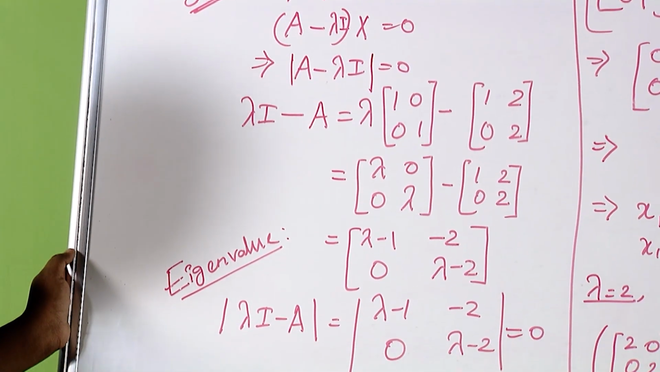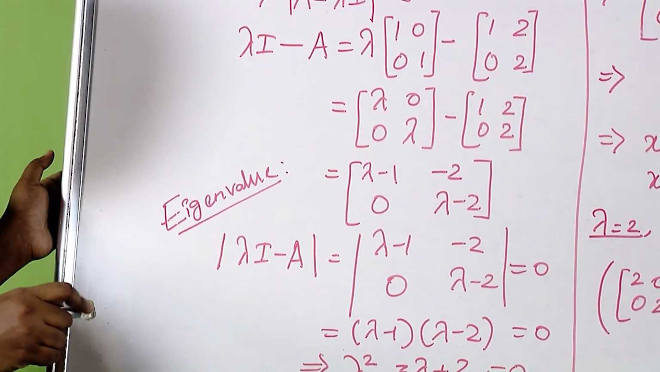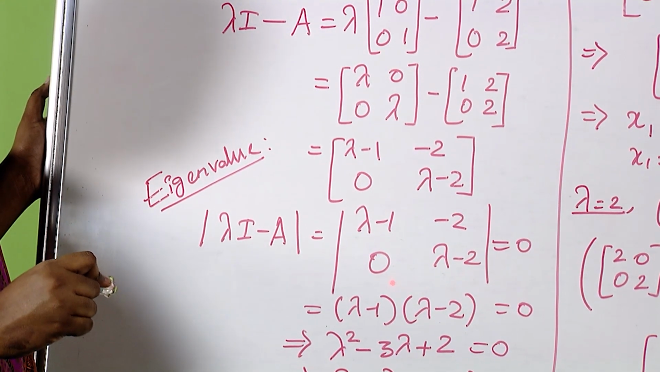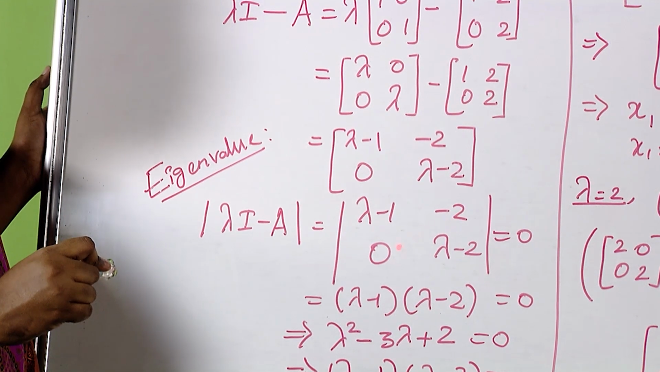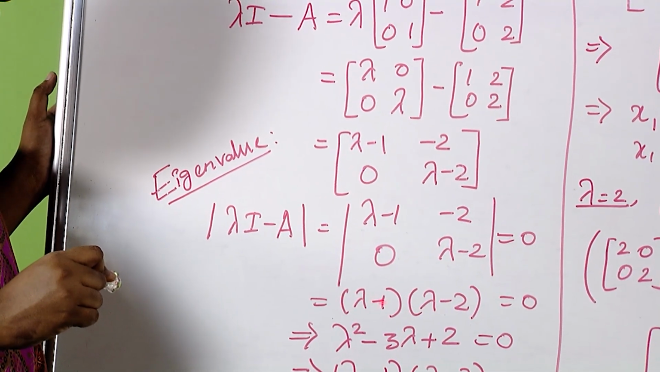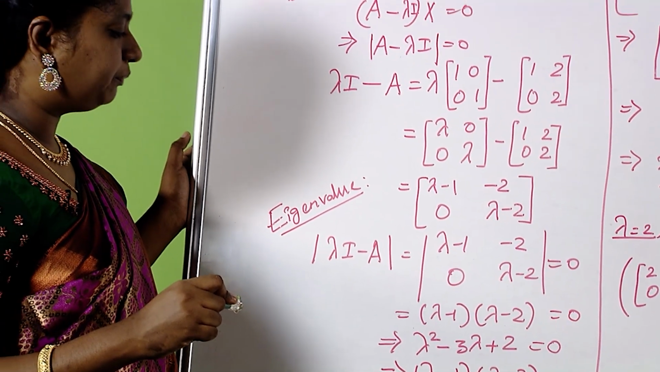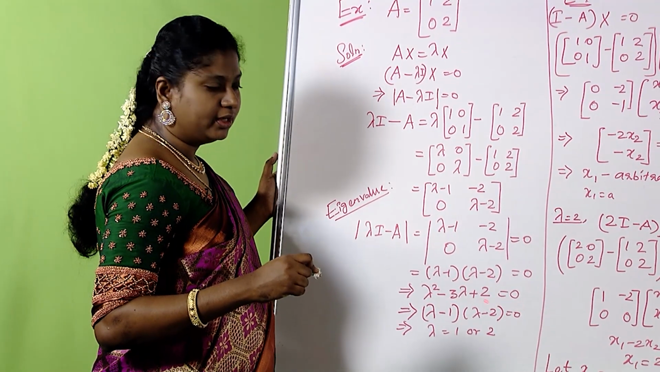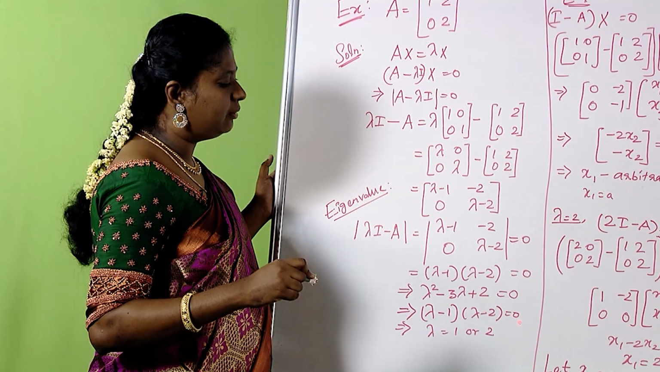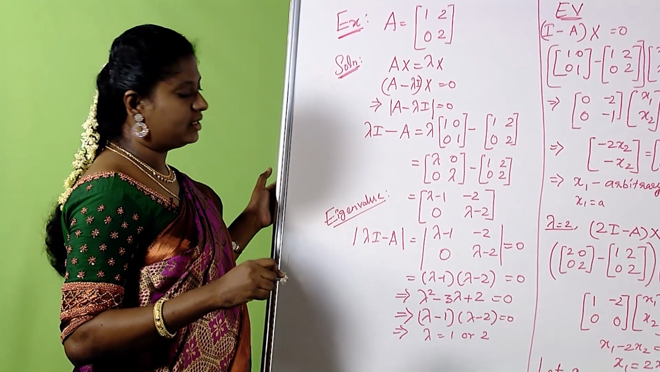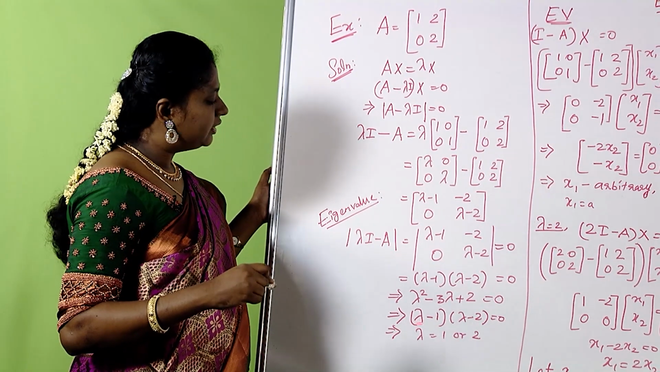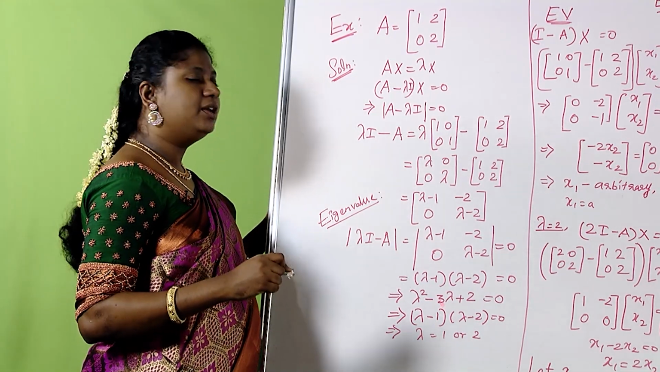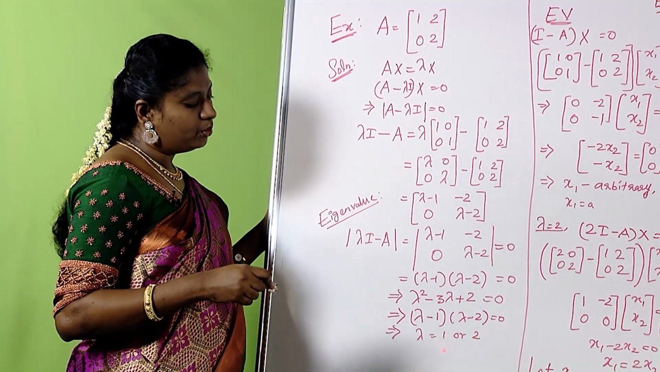What you have to do is find the determinant and equate the value to 0. If you find the determinant, you have lambda minus 1 multiplied by lambda minus 2, minus 0 multiplied by minus 2, that is again 0. Therefore, lambda minus 1 multiplied by lambda minus 2 is equal to 0. That is, lambda square minus 3 lambda plus 2 is equal to 0, that is, (lambda minus 1)(lambda minus 2) is equal to 0. So, this is your characteristic equation, and from here you can easily see that lambda is equal to 1 and lambda is equal to 2 are the roots of the equation. Therefore, the eigenvalues for the given matrix are 1 and 2.